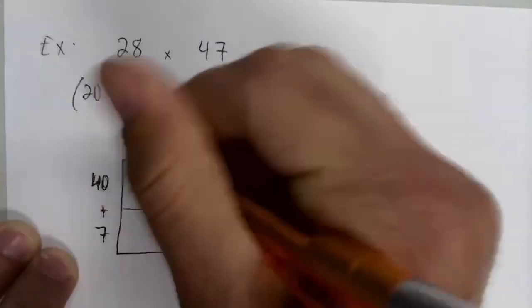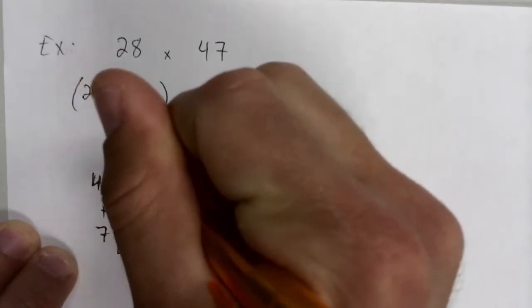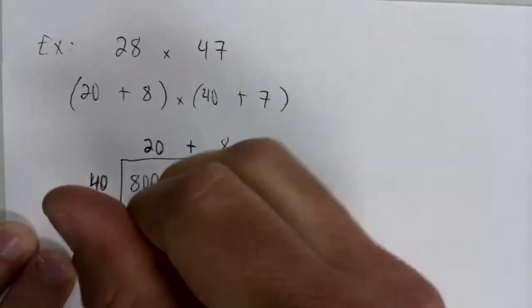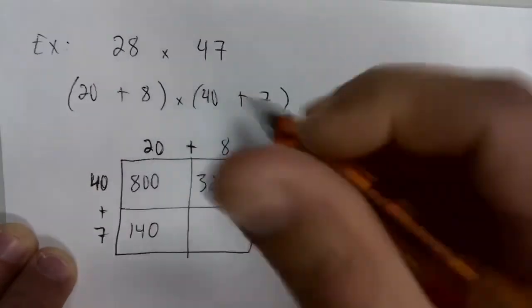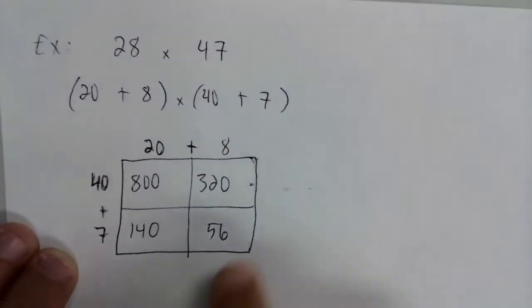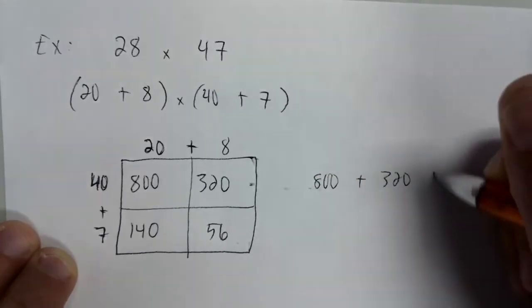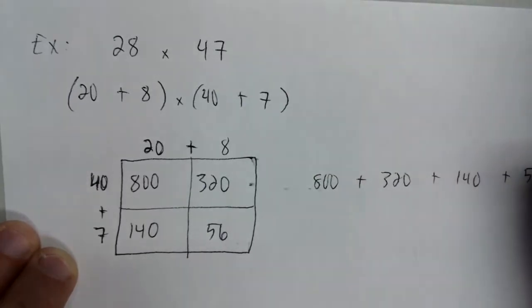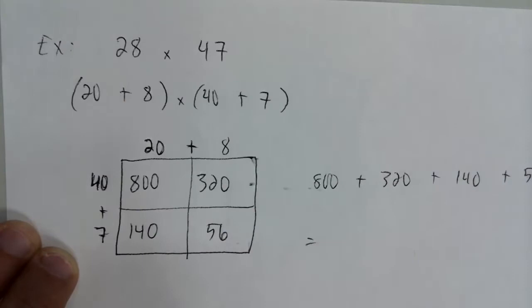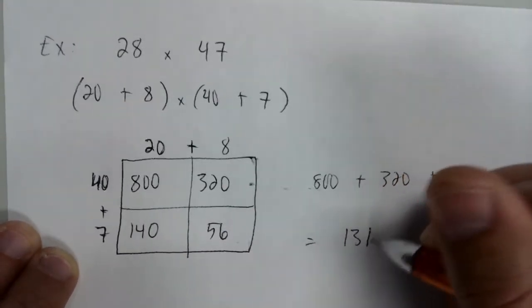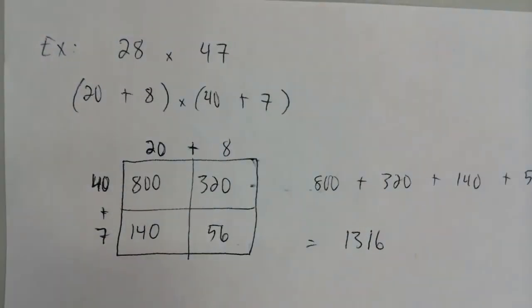40 times 20, well, you just do the 4 times 2. That's 800. And then 40 times 8, that's 32 with a 0. 7 times 20, that's 14 with a 0. 7 times 8 is 56. But what do you do with all of these now? You add them all up. So we say 800 plus 320 plus 140 plus 56, which is 1316. Now, what on earth just happened?